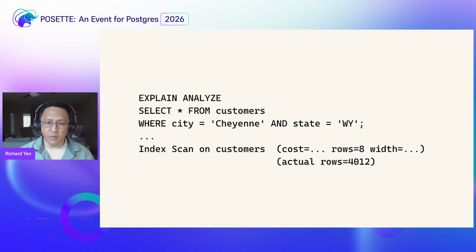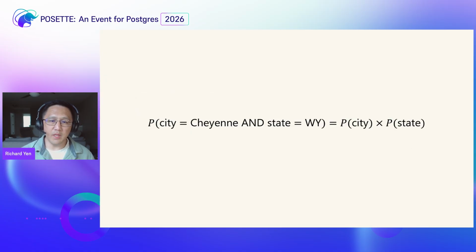If you look at the row count there, what the query planner thinks is in the table that has city equals Cheyenne and state is Wyoming is only 8 rows. But when it actually runs, the actual rows is 4,000, because every city in that table that is Cheyenne happens to be in state Wyoming. The reason for this is simple statistics. The probability of choosing a city called Cheyenne and the probability of choosing a state of Wyoming, you multiply those together, and that is the probability that you're going to get both of them in one row.